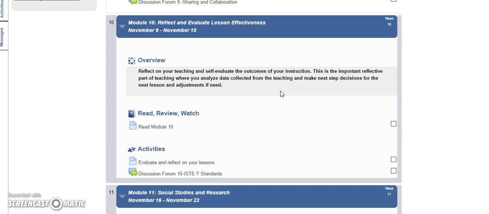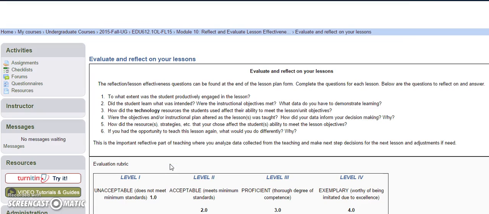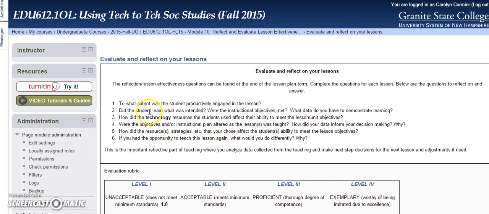At the end of the lesson plan form, there's a reflection piece for you, and I'd like you to submit your 10 reflections this week in the weekly assignments and activities. These are the questions I'd like you to address in your reflections. Number 1, to what extent was the student productively engaged in the lesson? So think about your student body as a whole, or even your case study student that you're focusing on, and how was their engagement, and how did you know that you have captured their attention?